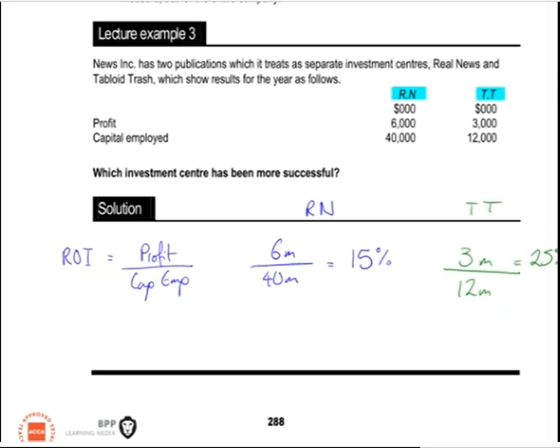If we were to look at who was the most profitable in absolute terms, looking at the total profit, we'd be tempted to say that RN was a much stronger performance, producing double the amount of profit. But it isn't really a fair comparison because TT has had much less resource to work with. In percentage terms, it's fair to say that TT seems to be producing the best level of performance.